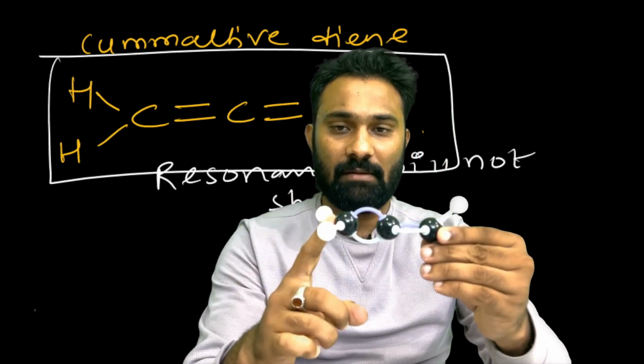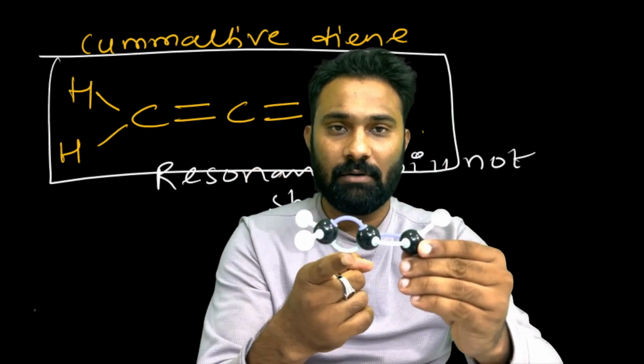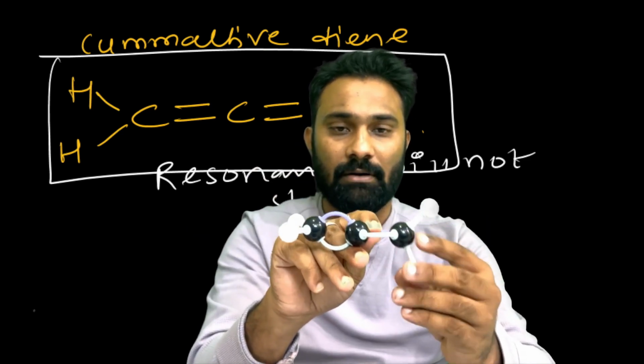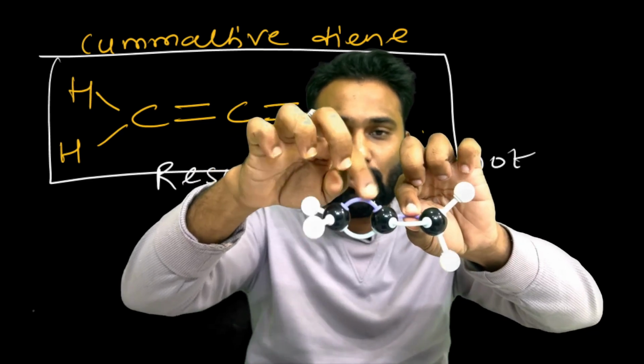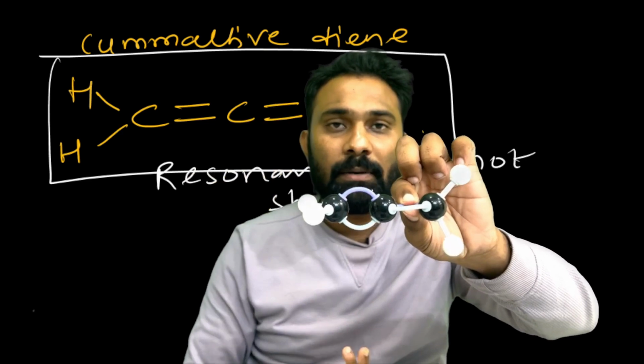You can see this is a carbon with two hydrogens, one pi bond and one sigma bond, and the middle carbon with one sigma bond and one pi bond, and this is a carbon. This is a pi bond and this is a pi bond. Are these two pi bonds parallel to each other or perpendicular? They are perpendicular to each other.